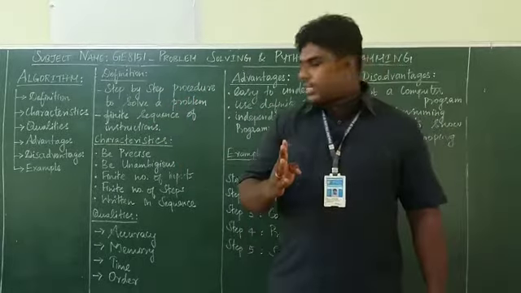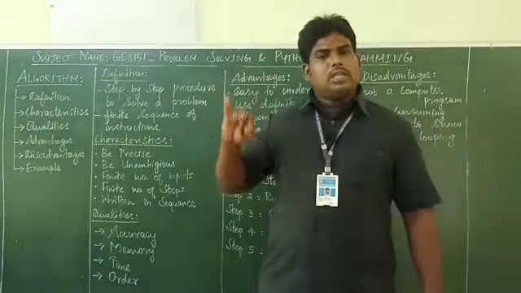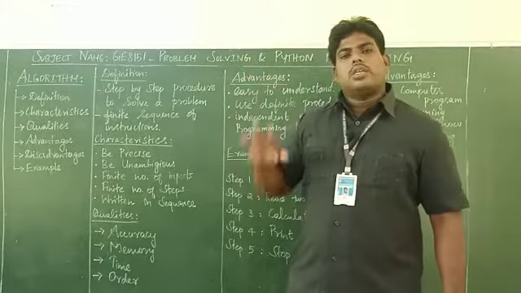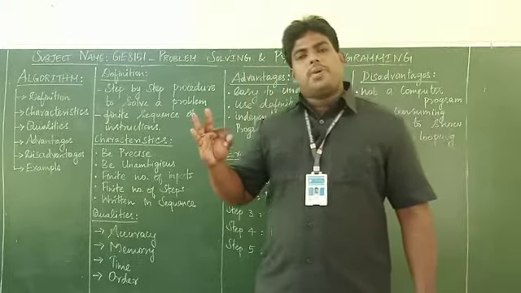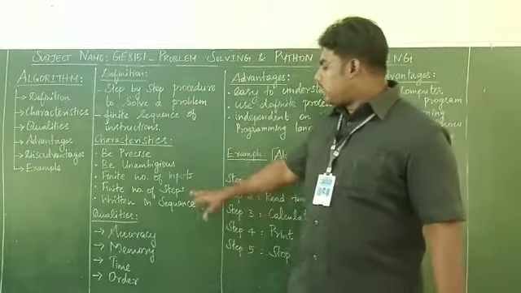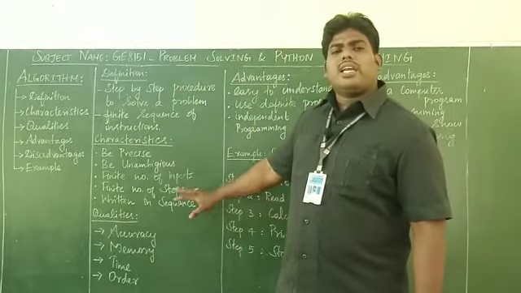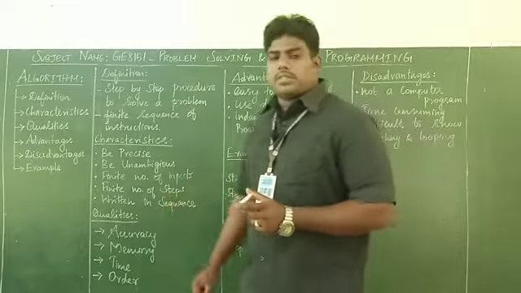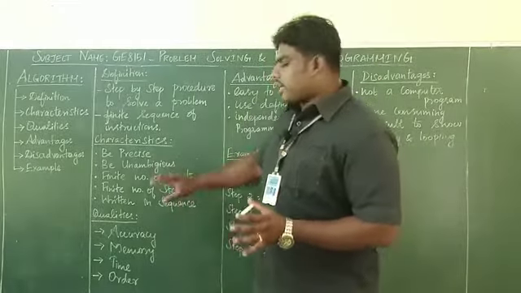What are the four characteristics? First one is precise, second one is unambiguous, third one is finite number of inputs, next one is sequence, it should be in the sequence, then finite number of steps. Okay, so these are the characteristics.